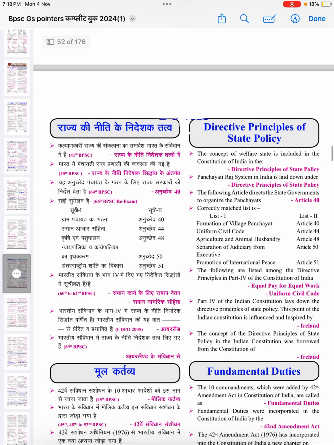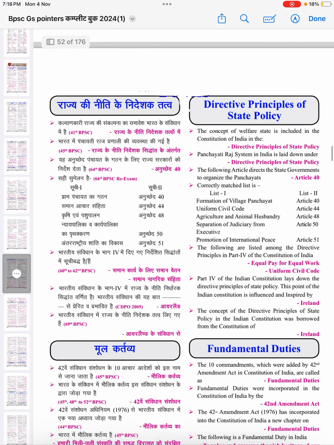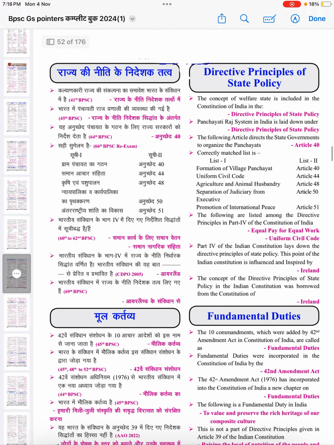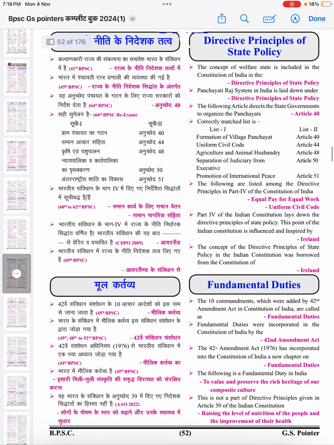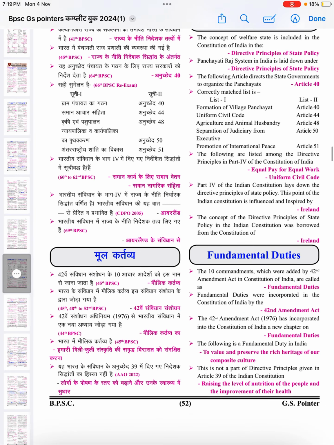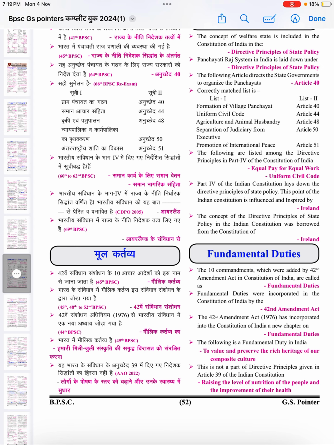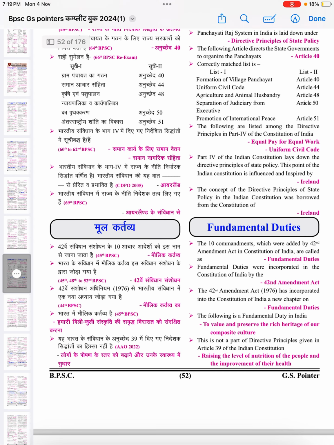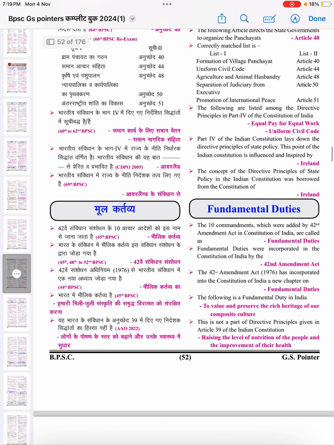DPSP. The concept of a welfare state is included in the Constitution of India in the DPSP. The Panchayati Raj system in India is laid down under the DPSP. The following article directs the state government to organize the panchayat: Article 40, formation of village panchayat. Article 44, Uniform Civil Code. Article 48, Agriculture, Animal Husbandry. Article 50, separation of judiciary from executive. Article 51, promotion of international peace.